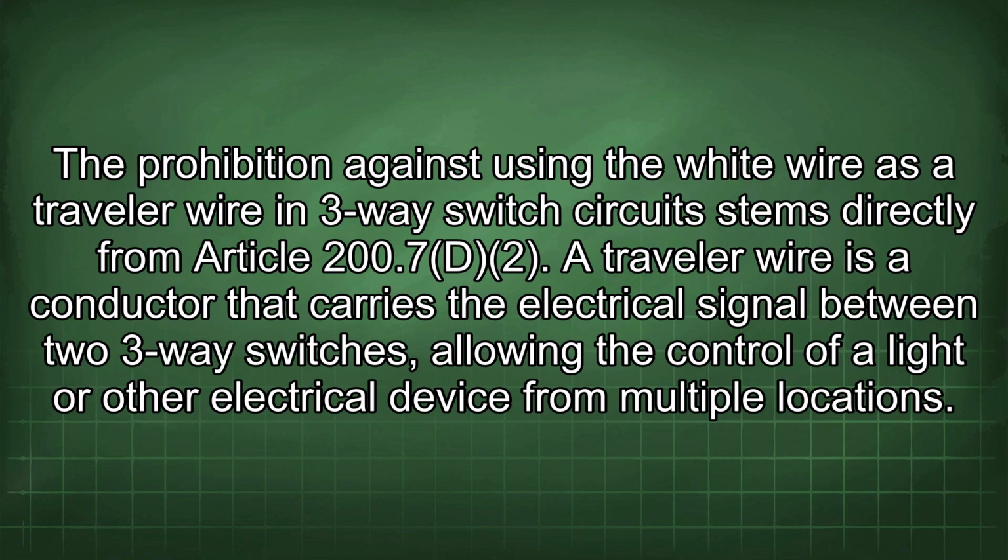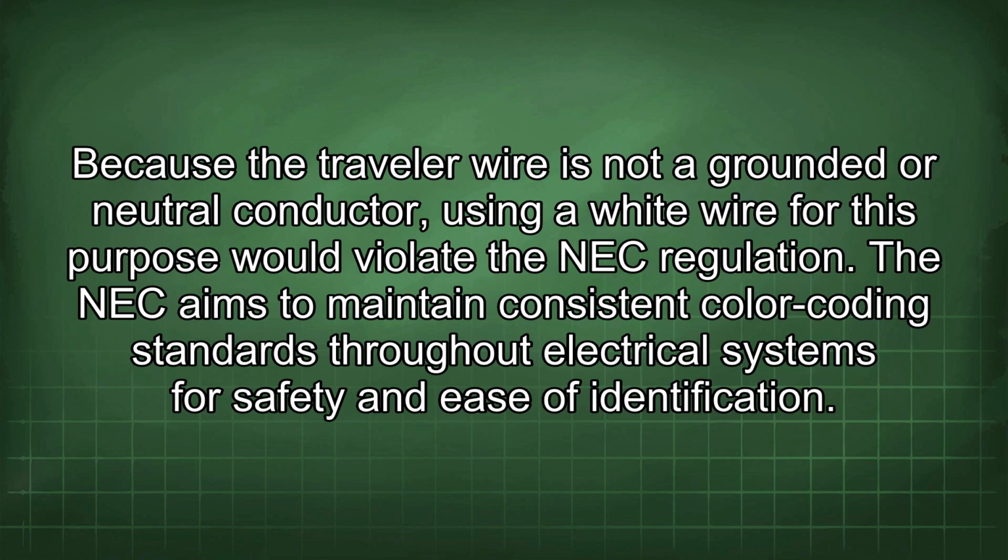The prohibition against using the white wire as a traveler wire in three-way switch circuits stems directly from Article 200.7(D)(2). A traveler wire is a conductor that carries the electrical signal between two three-way switches, allowing the control of a light or other electrical device from multiple locations. Because the traveler wire is not a grounded or neutral conductor, using a white wire for this purpose would violate the NEC regulation.